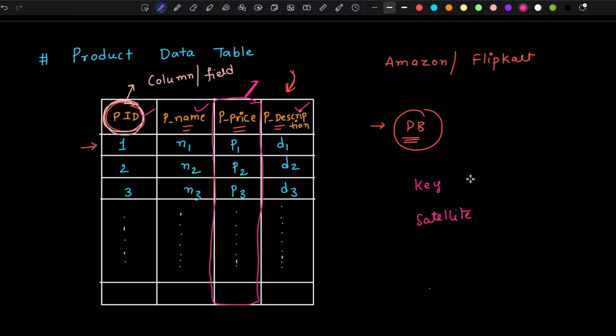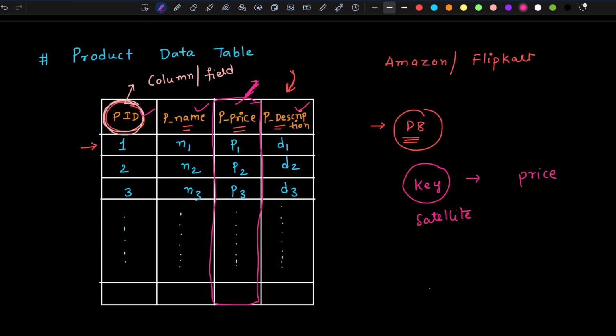First, we'll understand what a key is. The attribute on which we perform the sorting operation is called the key. So in this case, what will be the key? On which column, field, or attribute are we performing the sorting operation? The name is price here. So in this case, price is the key.